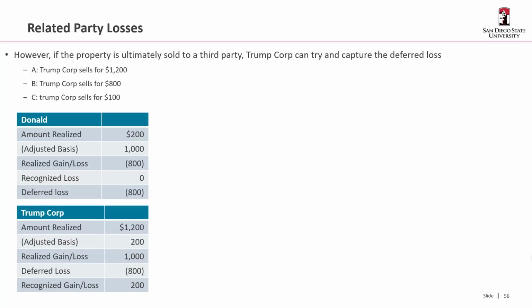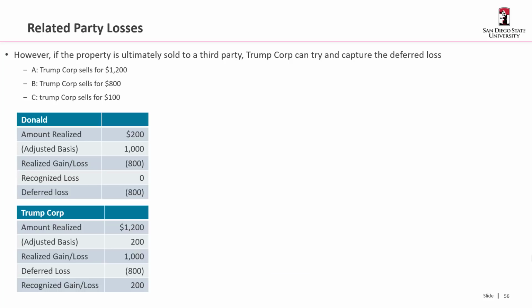Whereas Trump Corp now sells it for $1,200. Their adjusted basis is the 200 that they bought it from Donald for, which gives them a realized gain of 1,000. However, under the related party rules, they are eligible to capture up to the amount of their gain, the amount of loss that was deferred on the related party sale. So you can see what happens then is Trump Corp can capture, or you might say recapture, the $800 deferred loss that Donald had, and they end up with only a $200 recognized gain. So that's a pretty good outcome.